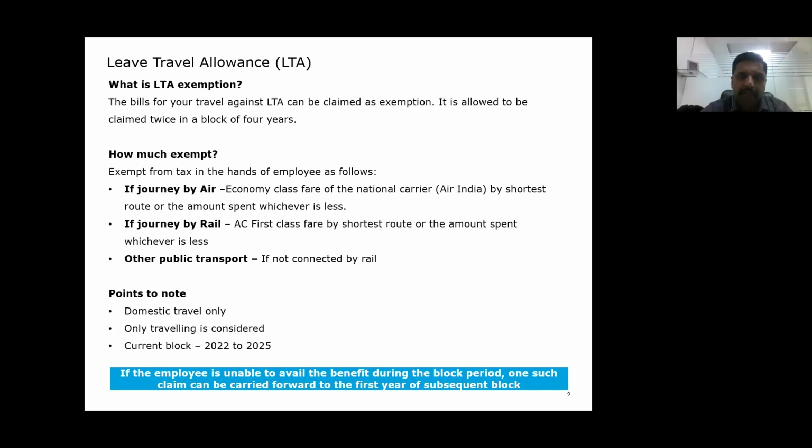So the law provides that in that case, as an employee, he can carry forward one such journey to the next block, but that should be availed in the first year of the block. So in the current block 2022 to 2025, an employee who has availed only one journey in 2022 to 2025, he can claim one more in 2026. So in 2026 to 2029 block period, he can have 3 journeys and 3 exemptions during that block period.